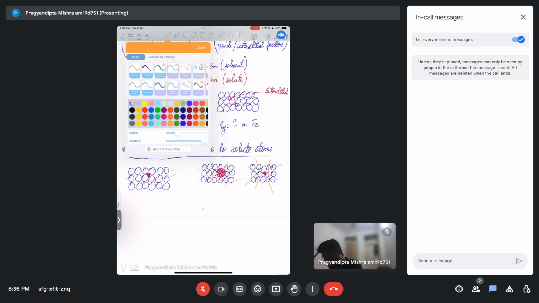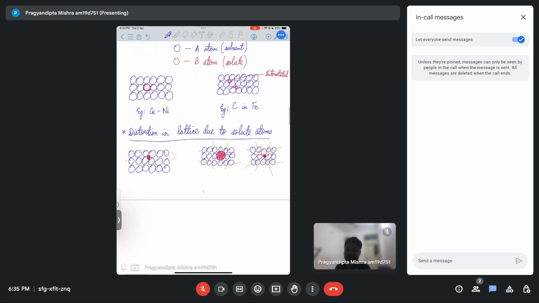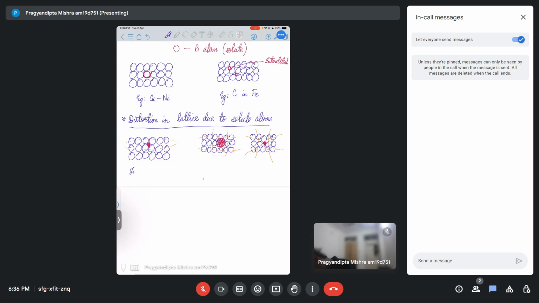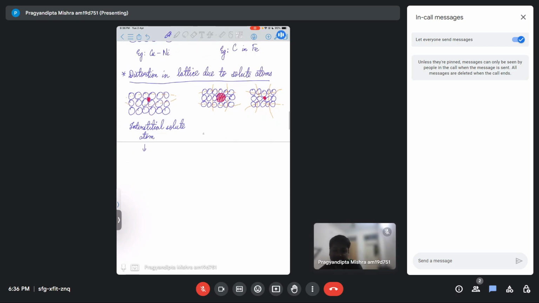So essentially, what we can write is that an interstitial solute atom will lead to a non-spherical distortion field, while a substitutional solute atom will lead to a spherical distortion.